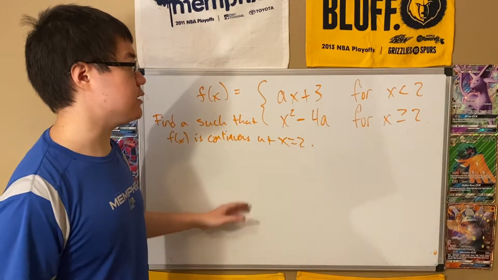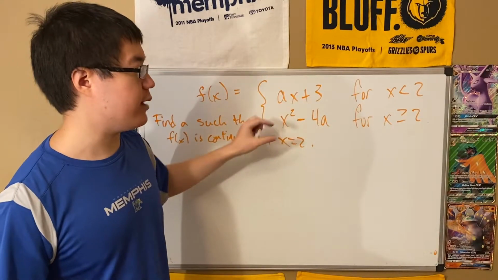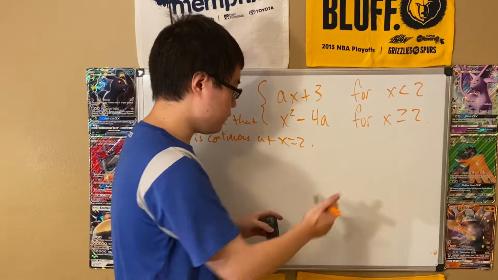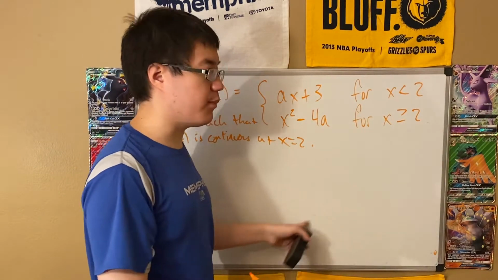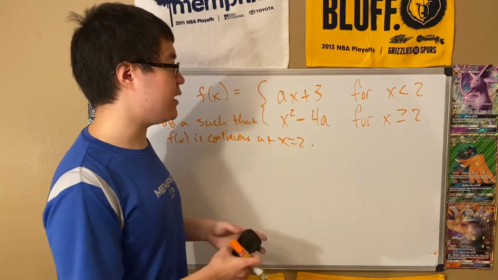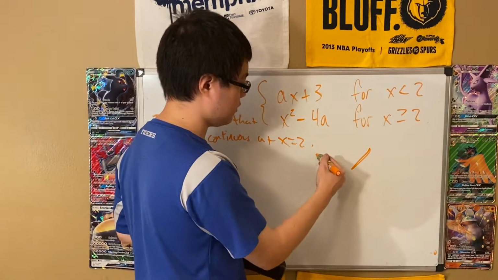So what is this question asking? Well, basically this is some function that looks like a line. This is a parabola, and at x equals 2, depending on what a is, these pieces are going to be sort of apart. And what we're going to do is try to find the a so that this piece matches with this parabola.